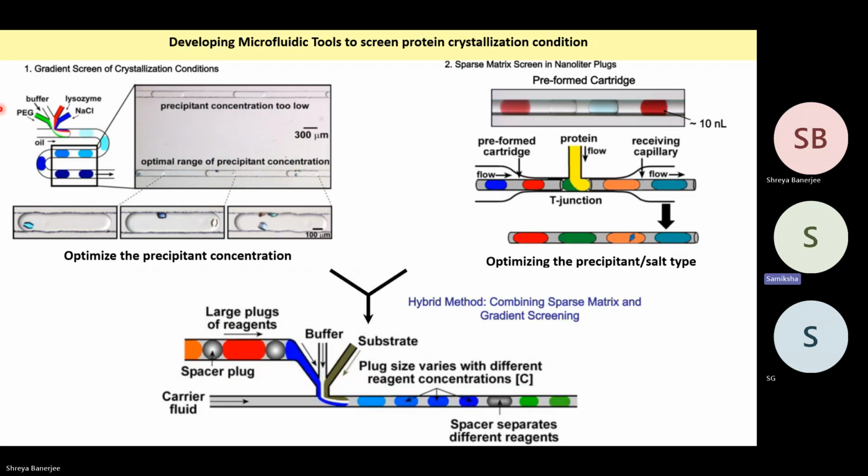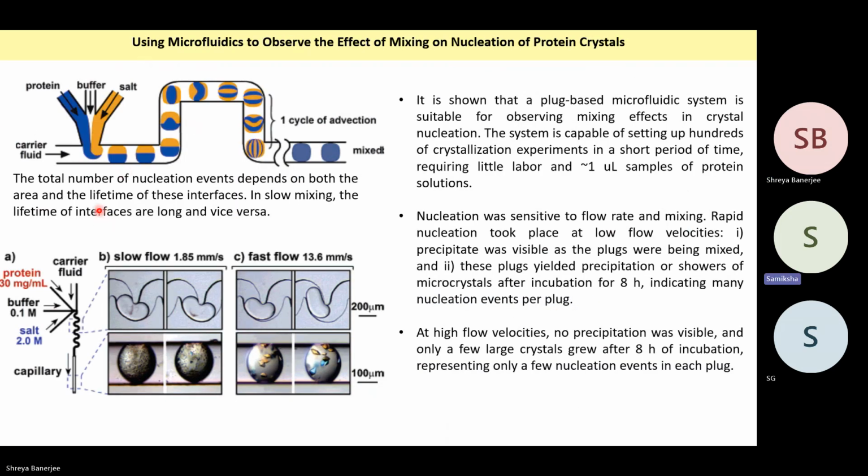The protein is 30 milligram per ml and buffer 0.1 molar. What is this saying? It means the left hand side diagram.